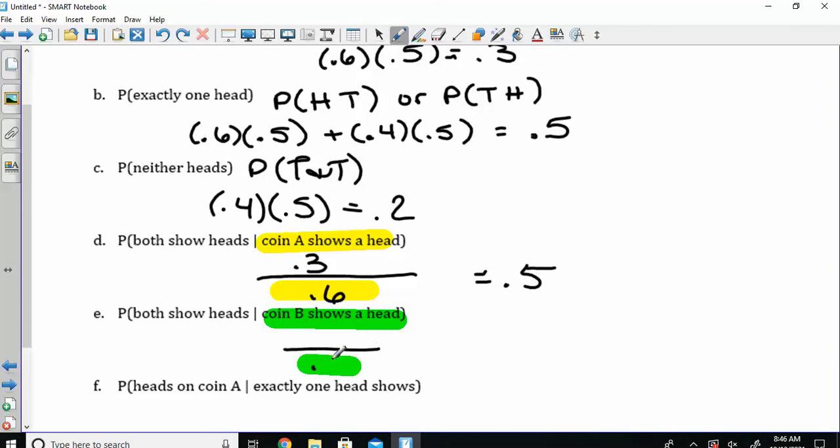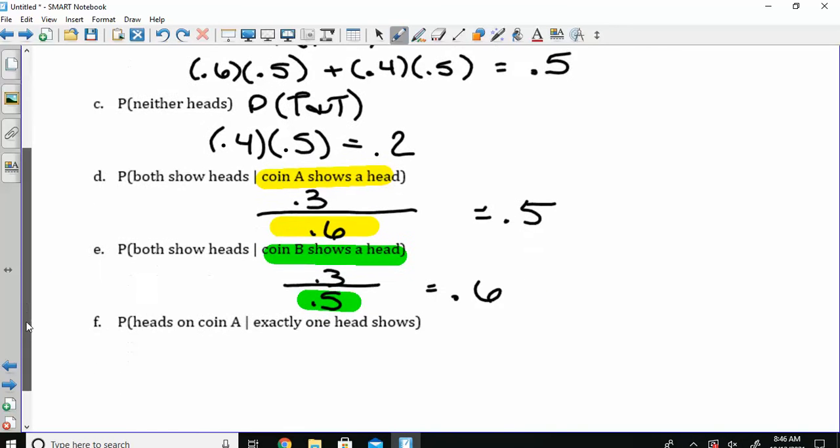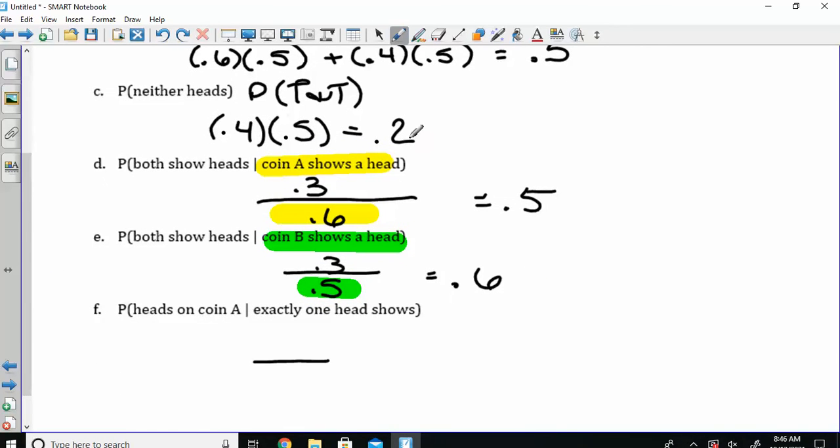E. My condition is coin B is a head. So what's the probability that coin B is heads? Alright, then what's the probability that they both show heads? So you get 0.6. Is this making sense to everybody? Is this worth my time to go through these reviews?